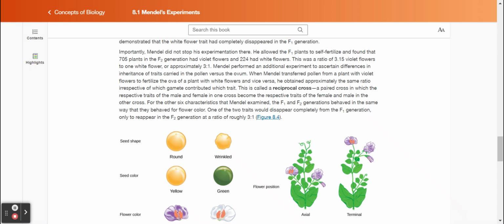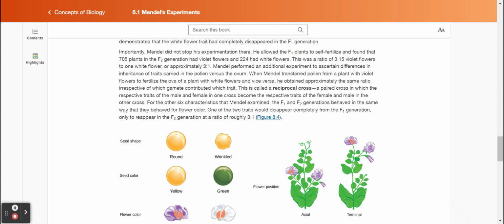When Mendel transferred pollen from a plant with violet flowers to fertilize the ova of a plant with white flowers and vice versa, he obtained approximately the same ratio, irrespective of which gamete contributed which trait. This is called a reciprocal cross: a paired cross in which the respective traits of the male and female in one cross become the respective traits of the female and male in the other cross.